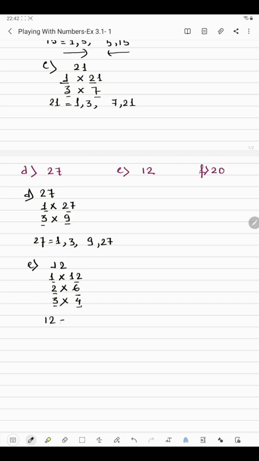So we will write 1, and whatever we have got, we will put here. Then we have 2, 2 6s are 12, that we will put here. Now then 3, and 3 4s are 12. Okay, so these are the factors of 12.